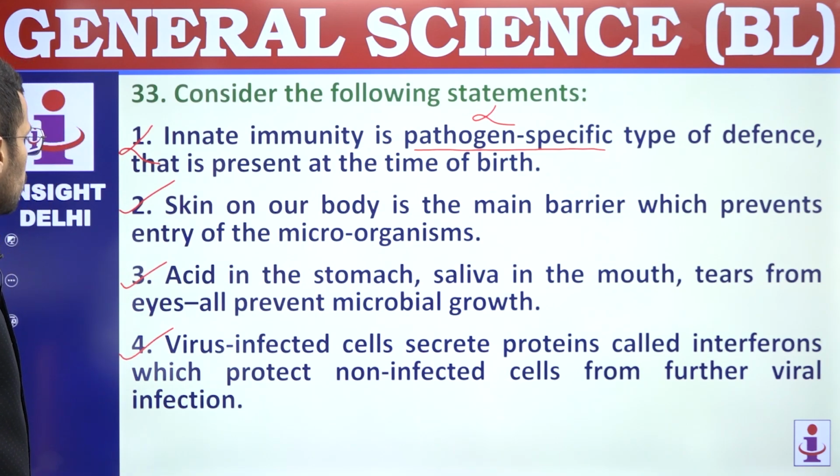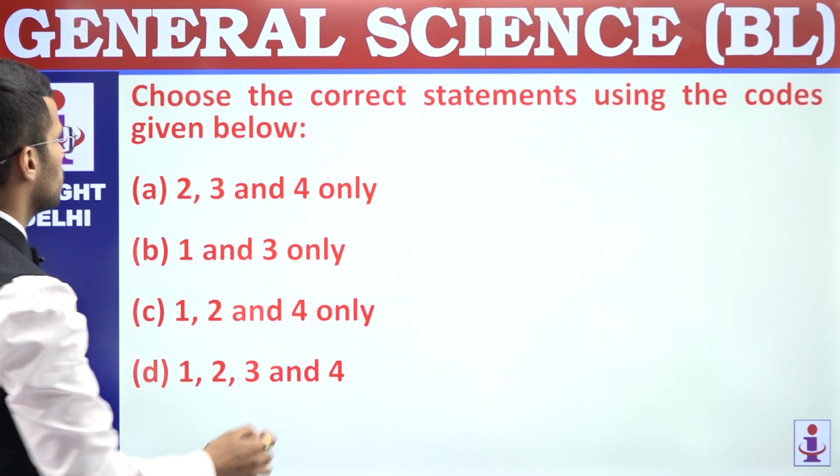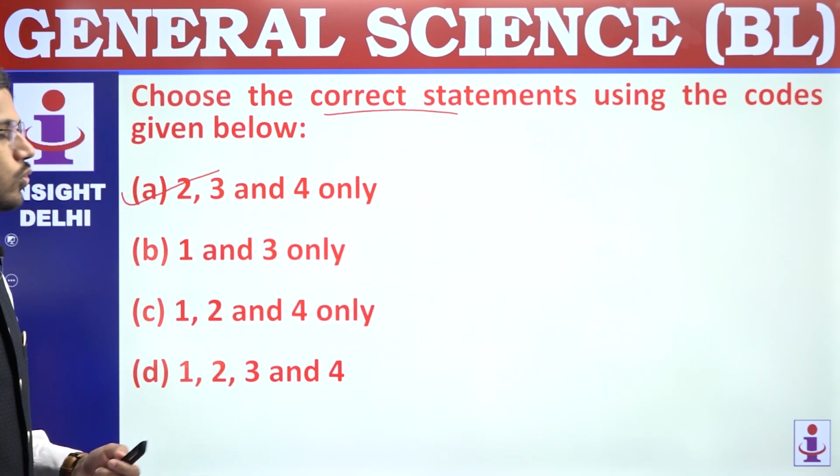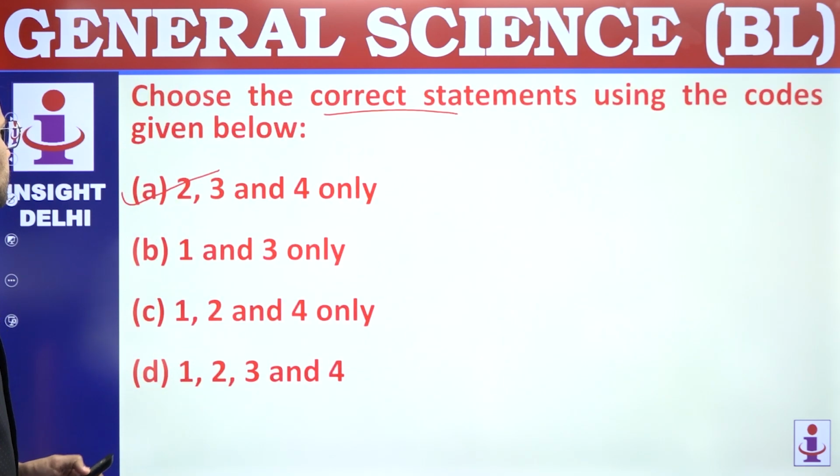Second, third, fourth are correct statements. We are supposed to find out correct statements only. So answer should be A, 2, 3 and 4 only. Question number 33, answer is A.